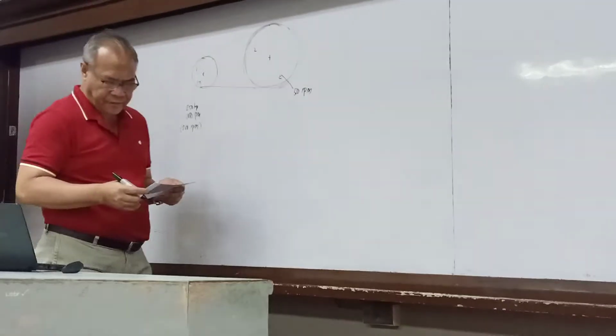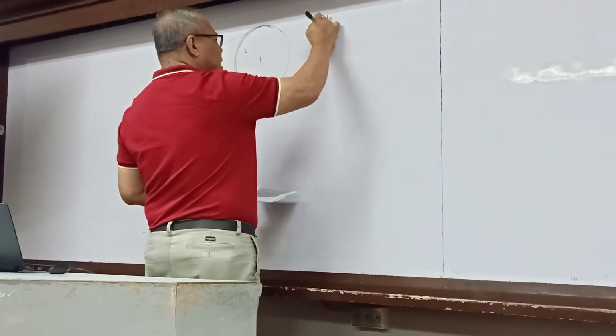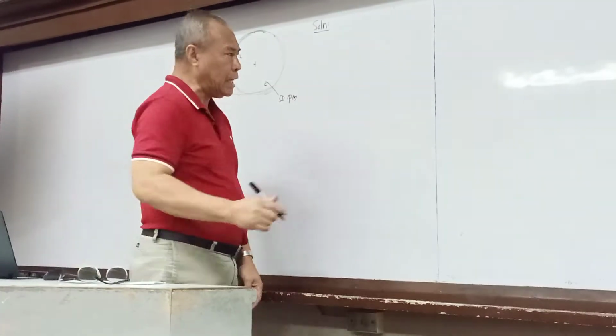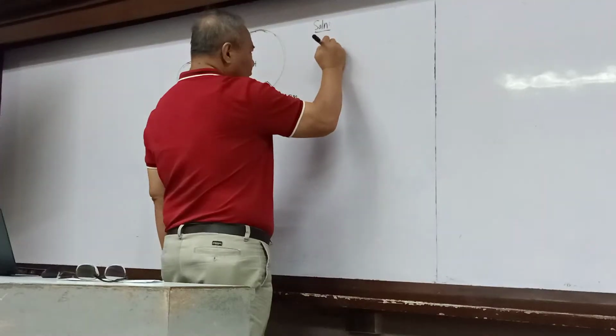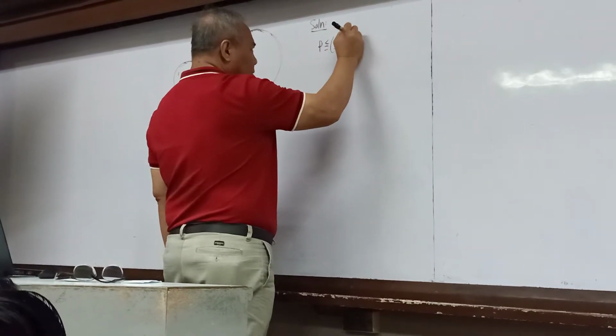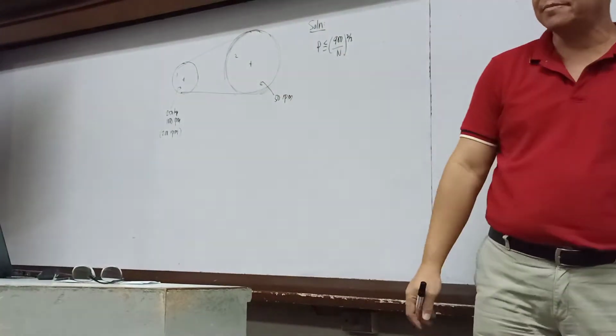So first, to design the chain drive system, we first determine the pitch of the chain. From our equation, the pitch will be equal to or less than 900 over n raised to 2/3, wherein n represents the RPM of the small sprocket.